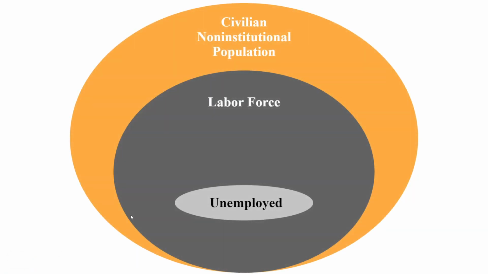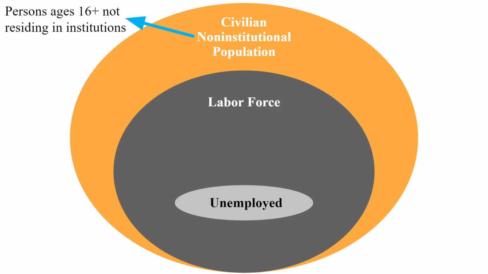To measure the unemployment rate, we need to understand three terms. The first is the civilian non-institutional population. That's the big orange circle here on this slide. The civilian non-institutional population is everyone in the United States who's at least 16 years old and is not incarcerated. You can think of this as the total number of people who could potentially have a job.